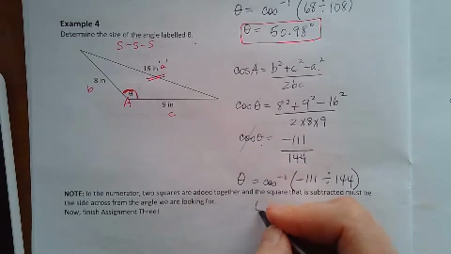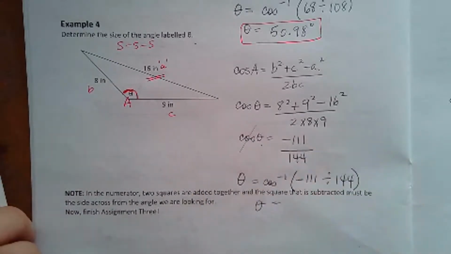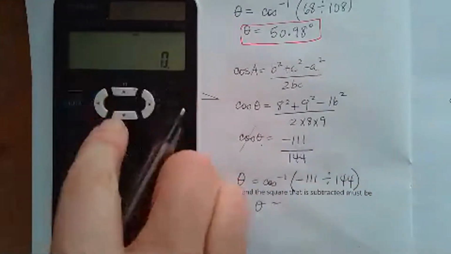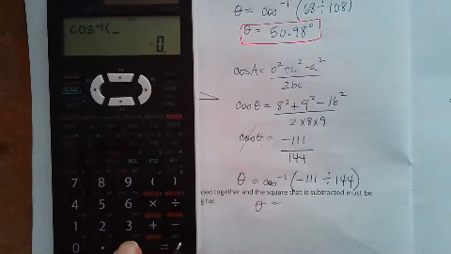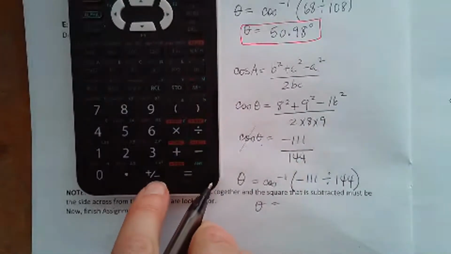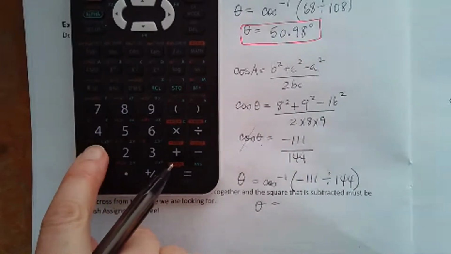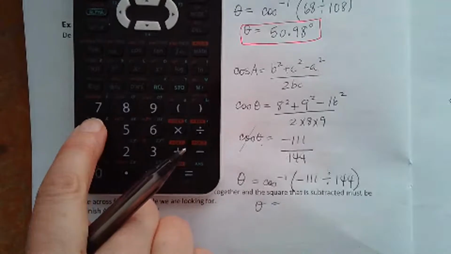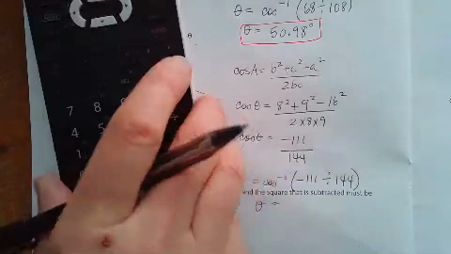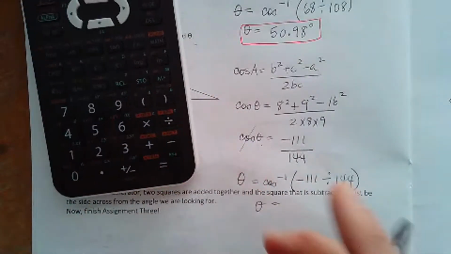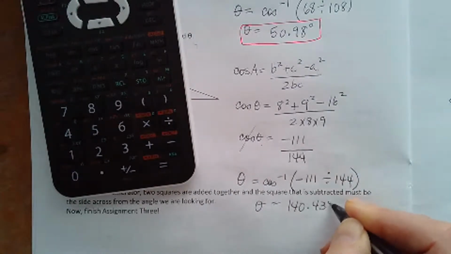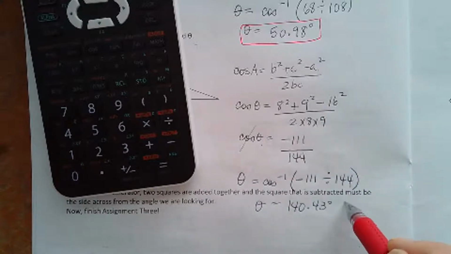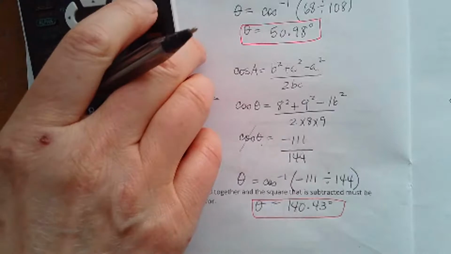Okay, let's see what theta equals this time. So shift cos, bracket, negative, remember where your negative button is at the bottom, -111 divided by 144. And that's going to give me a very large angle measure. That's an obtuse angle. 140.43 degrees.